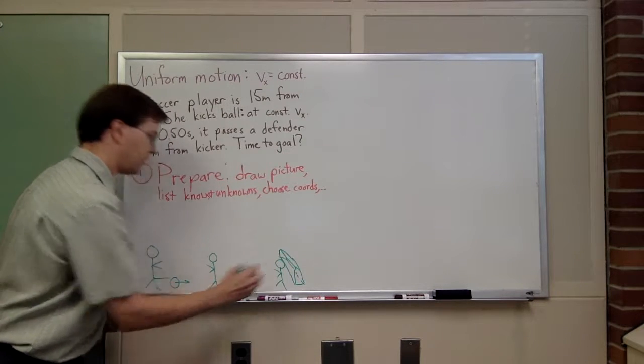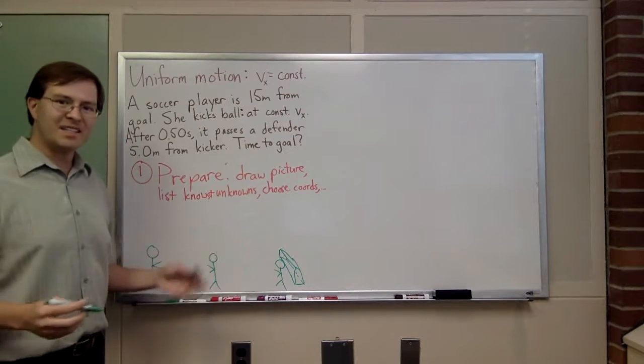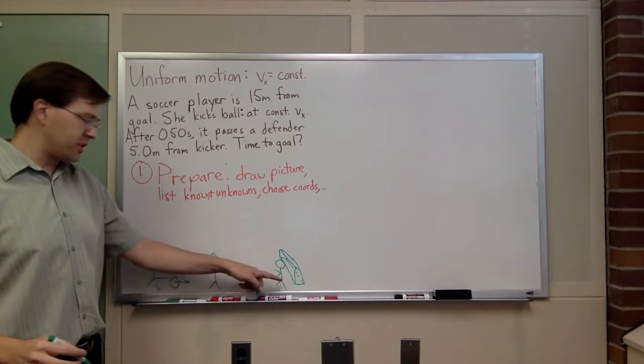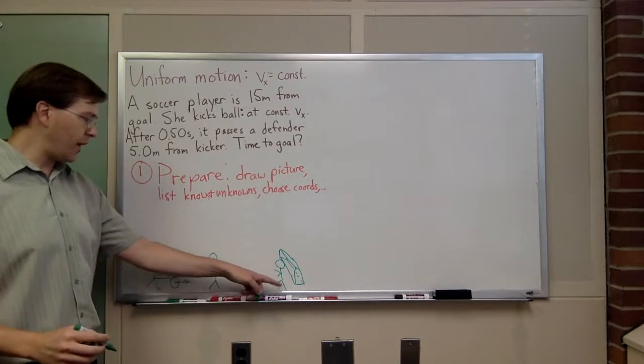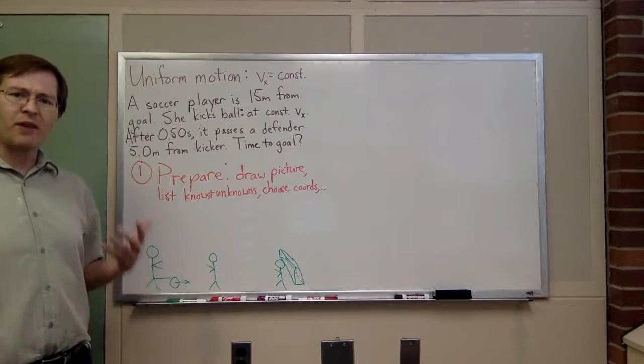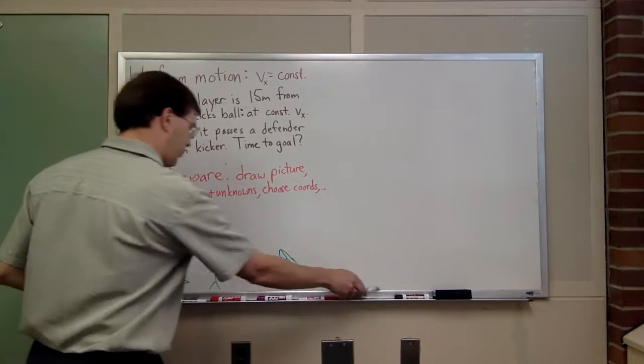Okay, cool. All right, we have here in this picture a picture of what's going on. We've got the ball being kicked. It's going toward this person, past the defender, and all the way to the goal at the other end. And what can we do? I've got my picture. When I have a picture, I want to label it. I want to put in some labels.